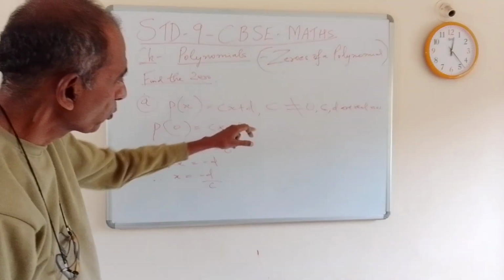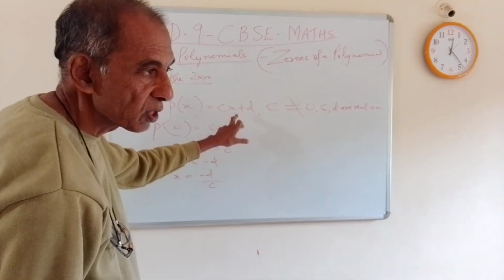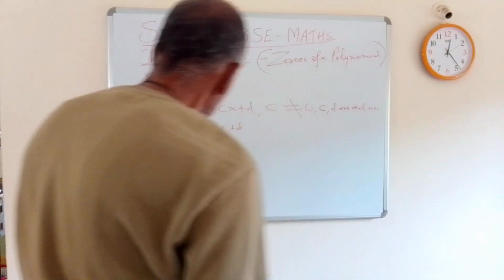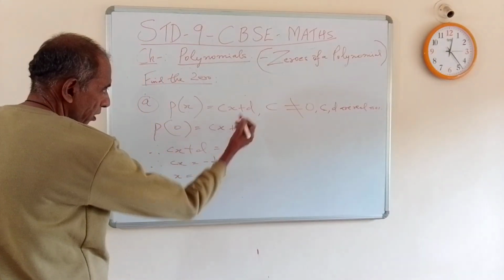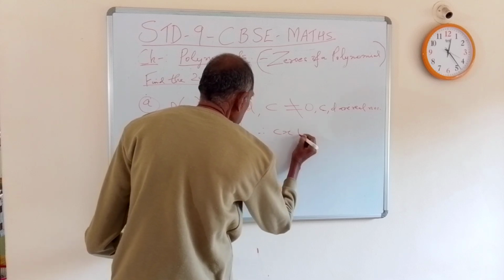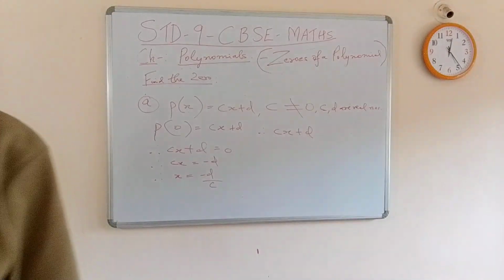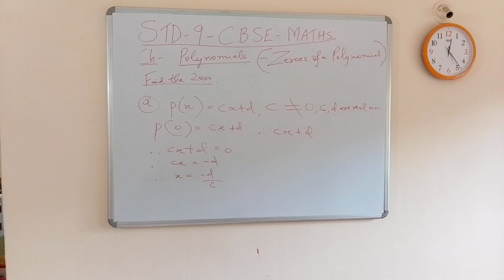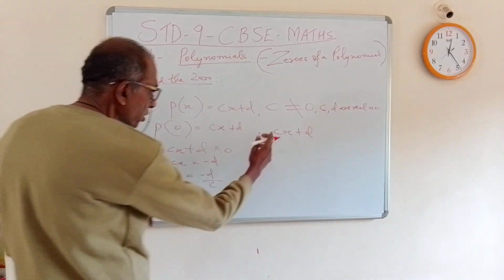So we have to again see whether this value of x as minus d upon c will give us a 0 for this expression. So now we have got the value of x is equal to minus d upon c. We'll substitute that here in cx plus d. Then x is equal to minus d upon c.